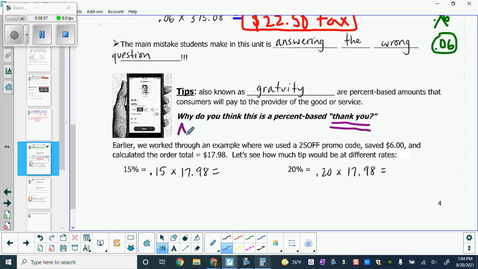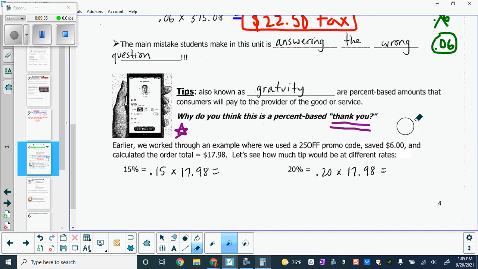Maybe just jot down an idea for why you think that this might be a percent-based thing, and we'll talk about it in class. What we're saying here, y'all, is that we don't always leave $5 to a delivery driver when they give us a pizza. Sometimes we might only give them $3. Sometimes we might give them $10. It just depends. And it's always a certain percent of whatever the pizza is or whatever the total is in a restaurant. So we're going to talk about why we think this is a percent-based thing instead of always saying like, okay, every time you go out to eat, you always have to leave $10. That would not be fair.